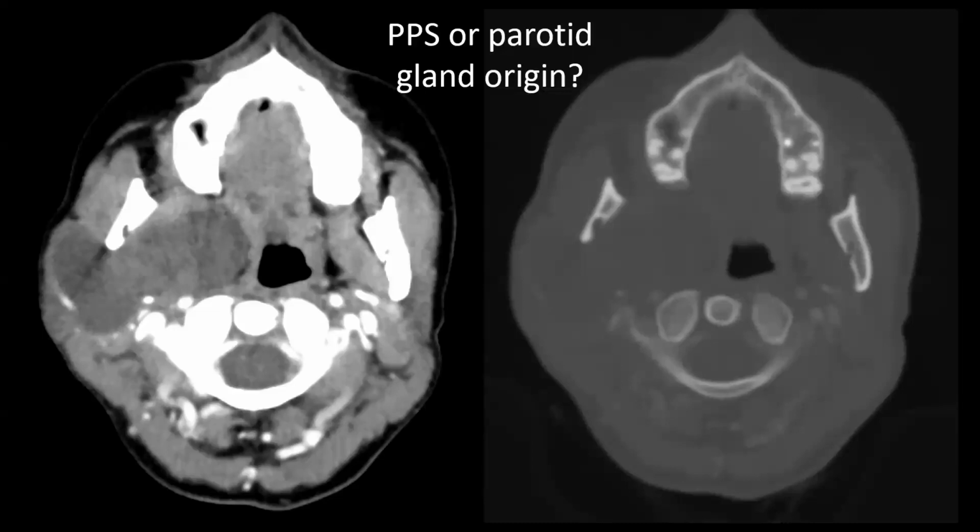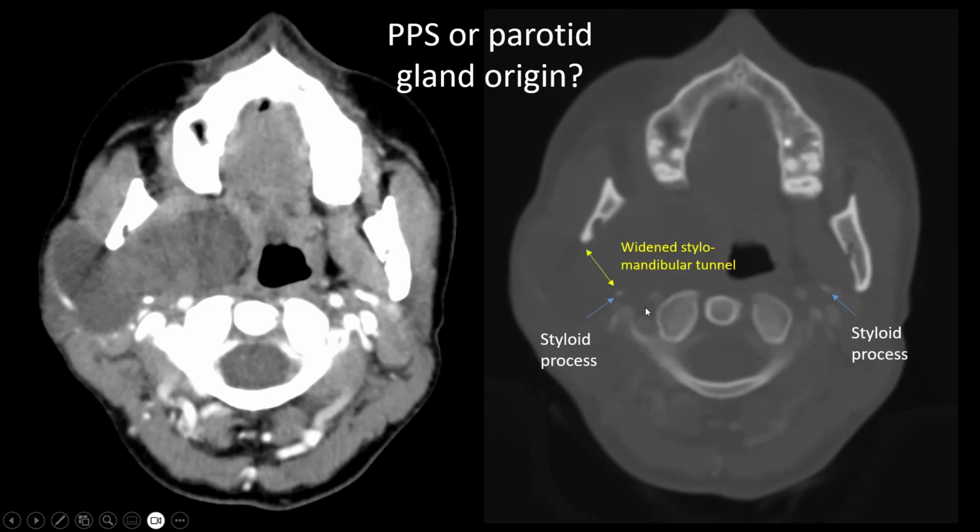Now, when dealing with a very large tumor, like here, it can be difficult to determine the exact point of origin of the tumor. Is this a tumor that originated in the parapharyngeal space? Is this a tumor that originated in the parotid space? Did it originate in the carotid space? How can we tell? Well, take a look at the styloid process. You see this bony structure over here? This is the styloid process.